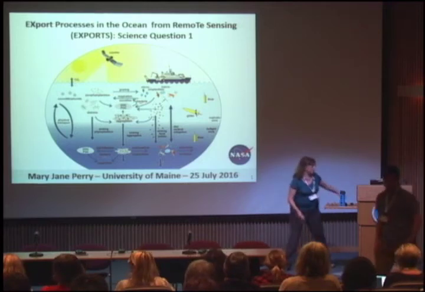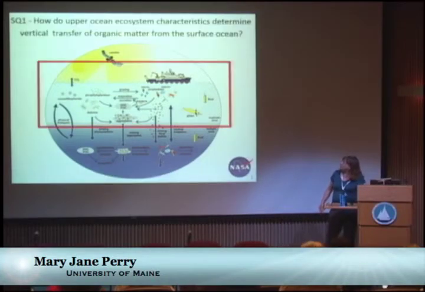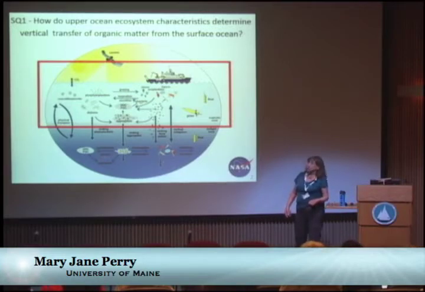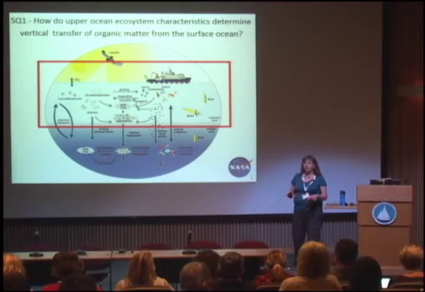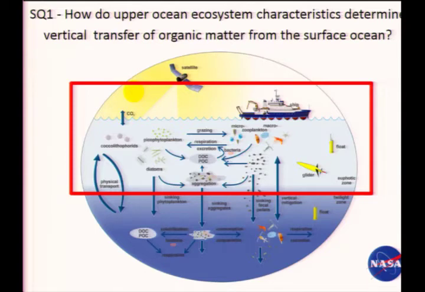Thanks, Rue. What I want to do is focus on science question 1, which is how do upper ocean ecosystem characteristics determine the vertical transfer of organic matter from the surface ocean. And by ecosystem characteristics, we're including community composition and also the physical environment. And I'm going to focus on question 1 in the upper ocean, and Adrian Martin is going to focus on the twilight zone.